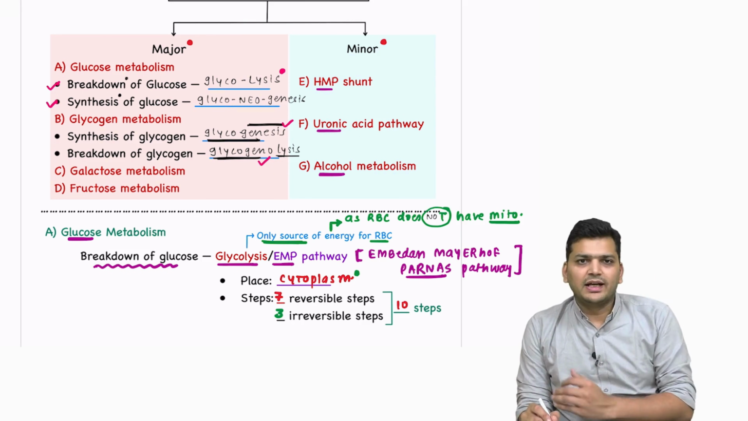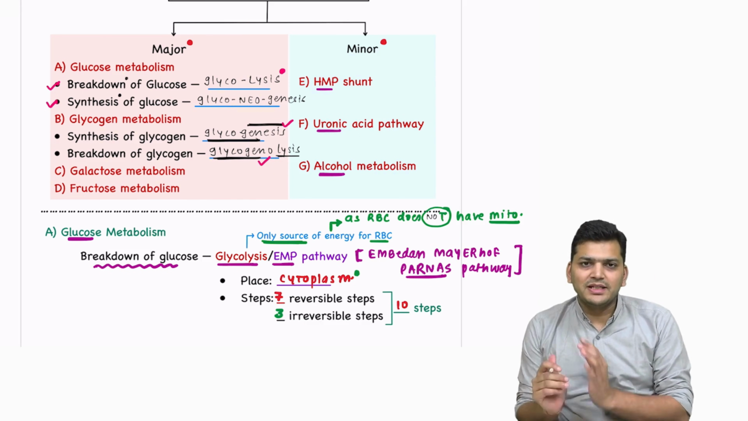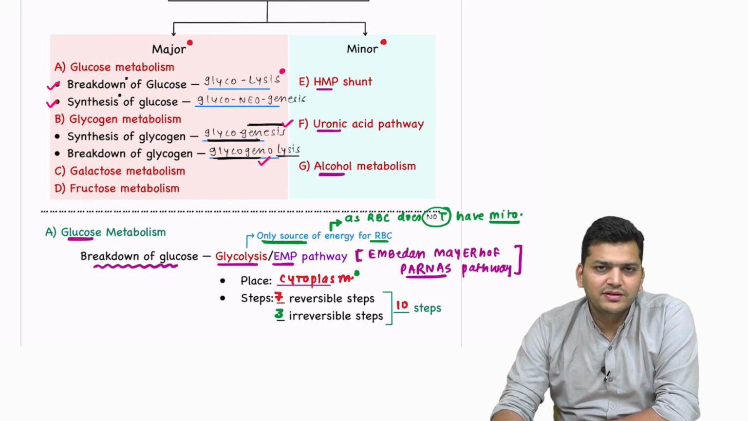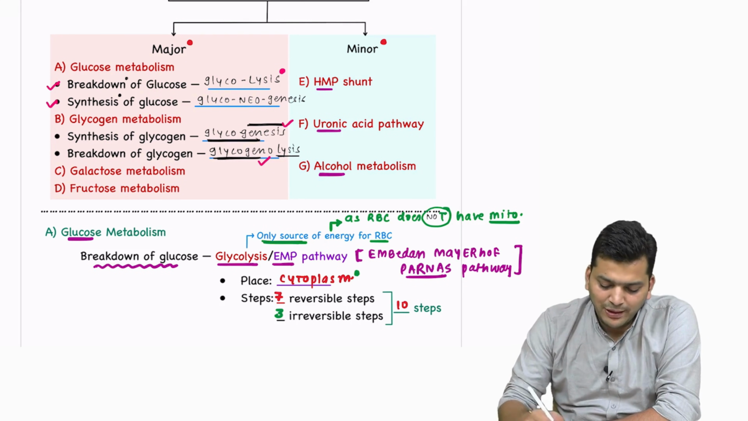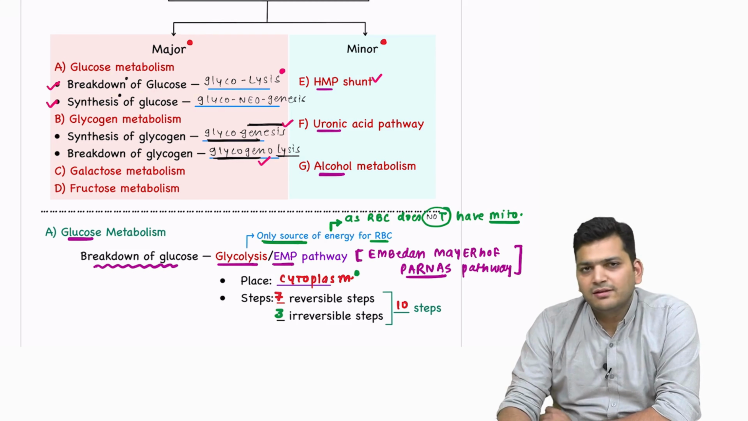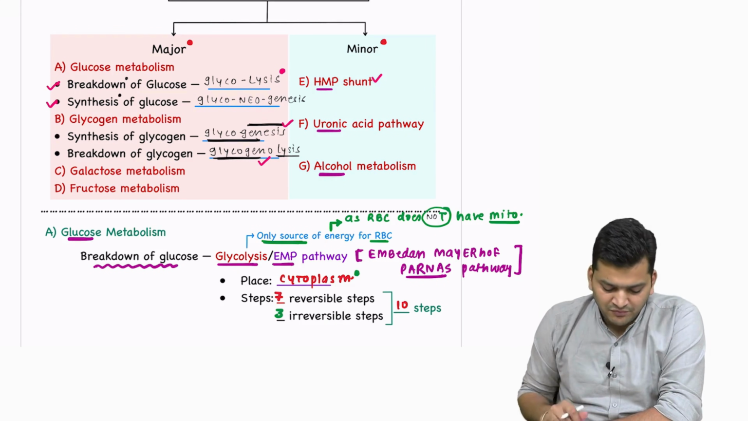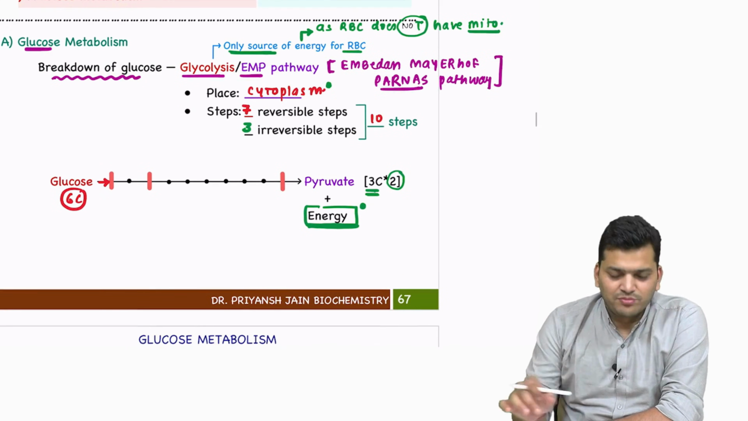Then the galactose metabolism and the fructose metabolism. These are the major metabolism pathways that we will discuss. Then we have the minor metabolism pathways such as the HMP shunt and the uronic acid pathway. We will discuss them afterwards. Starting with the first one, that is the glucose metabolism.